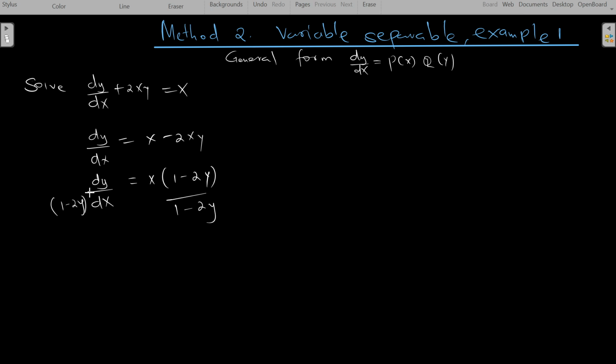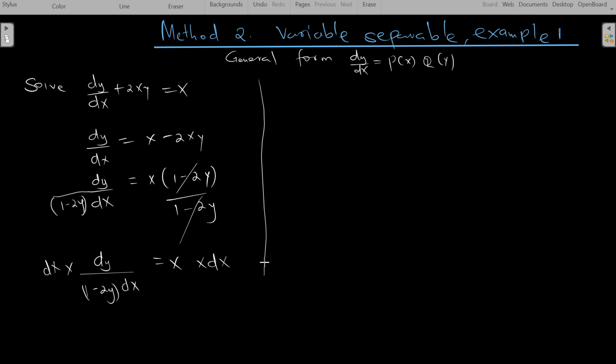Similar to multiplying this. Now from this point, this cancels this, and I'm remaining with x on this other side. Now I'm saying dy/(1 minus 2y), multiplied by dx, should give me x. If I multiply the dx to this side and to this other side, I'll remain with dy/(1 minus 2y) should equal x dx.